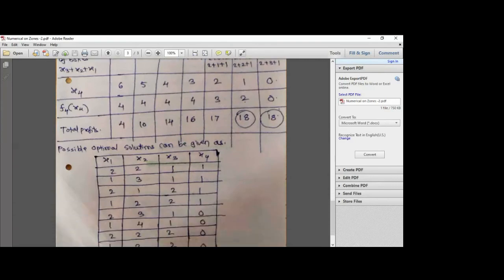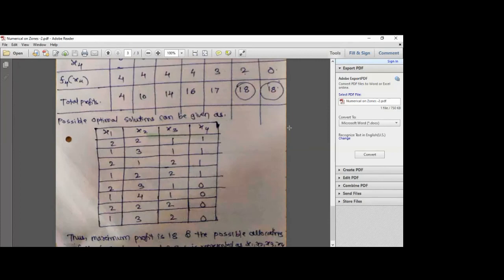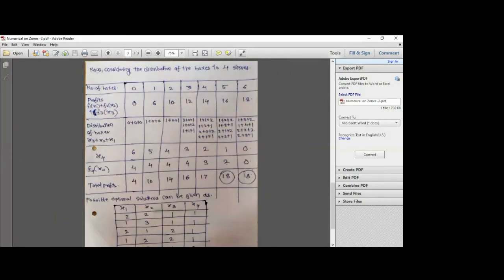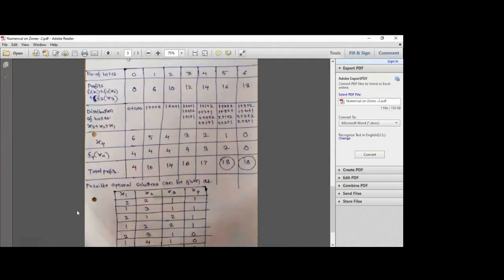But here, there are two values where we are getting the maximized value. So there can be many combinations here. These are the possible optimal solutions that I can get. I will be telling you how I have derived it. Now it is very easy, right? So for x1, x2, x3, x4, what are x1, x2, x3, x4? These are the number of crates for each of these stores.